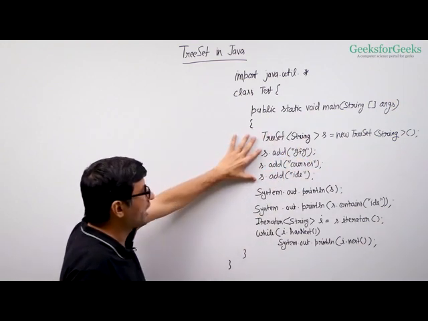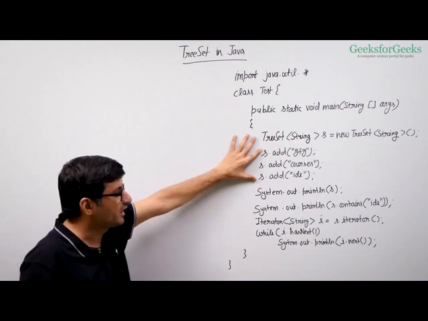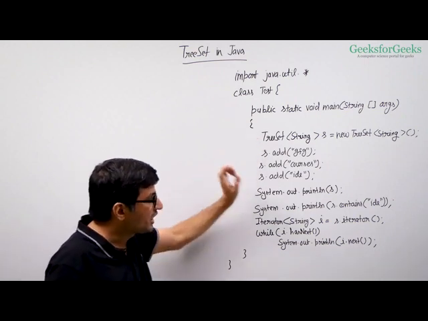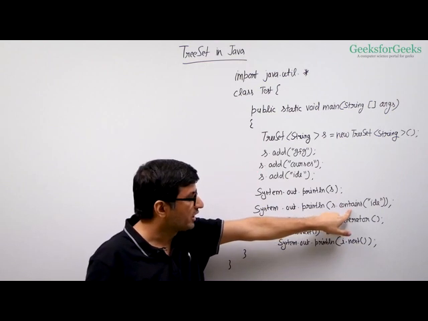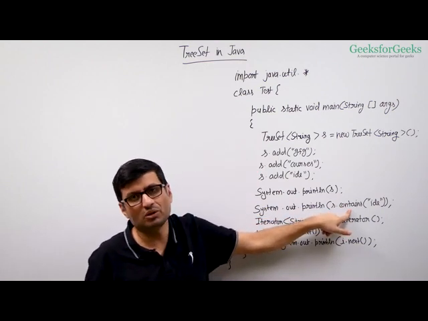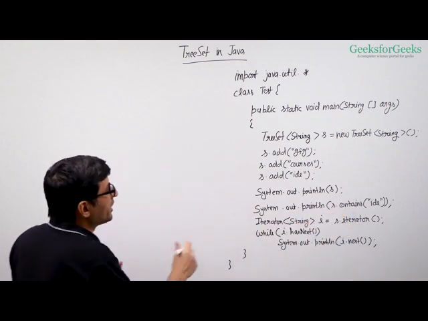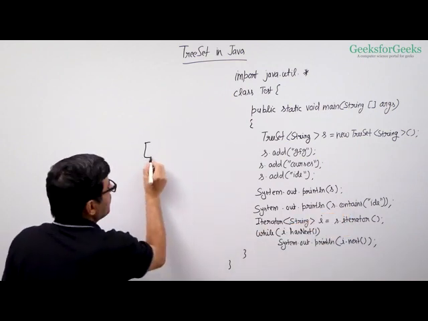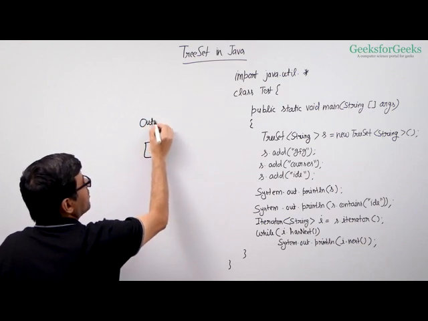So the function to add or insert items in tree set is add. Function to check whether an item is present or not is contains. And function to remove an item is remove. We'll see an example of remove soon. So when you print the tree set, you get the items in sorted order. Let's write down the output of this program.